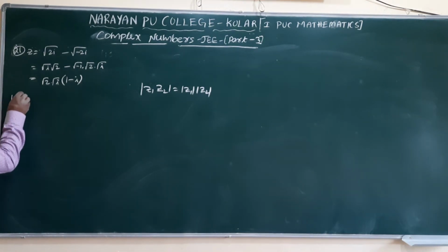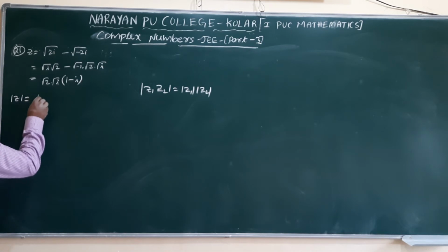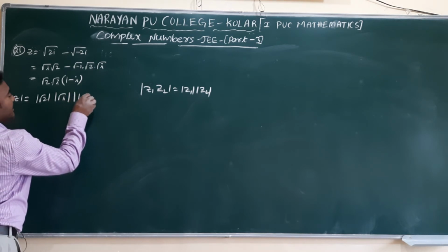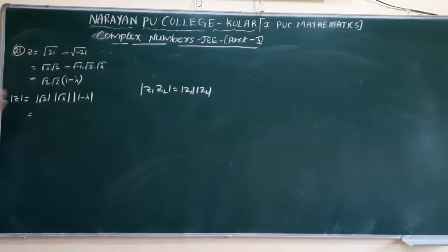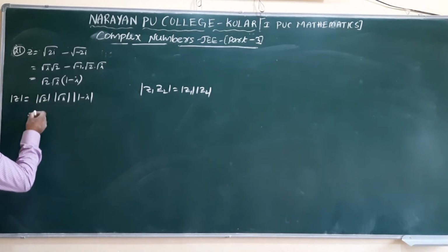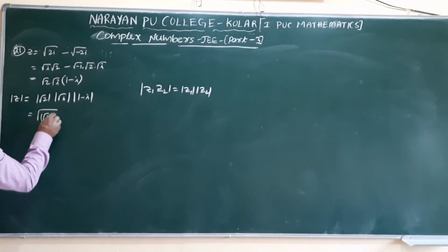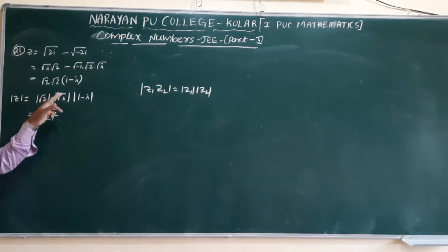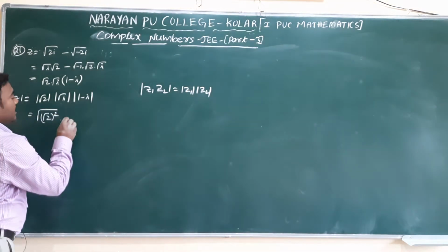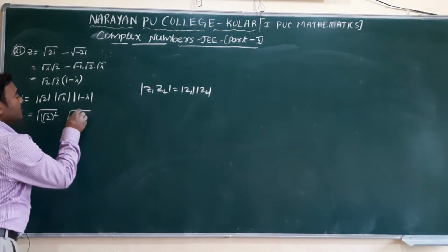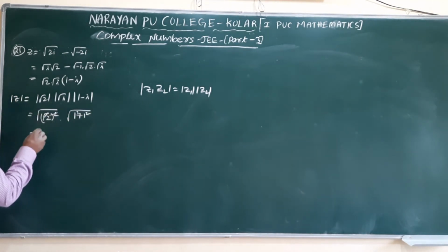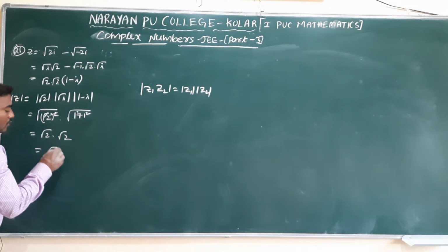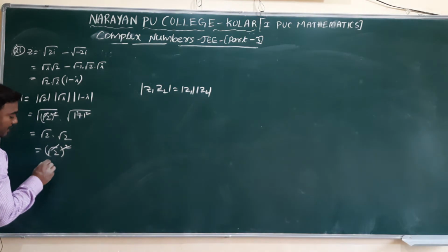Here the modulus of z is equal to modulus of root 2, times modulus of root i, times modulus of 1 minus i. Modulus of root 2 is the square root of root 2 whole square. Modulus of i is the square root of i square, that is square root of 1, which is 1. Remaining, the square root of 1 plus 1 square is root 2. So the square root of 2 whole square, square root gets cancelled, and we are getting 2.